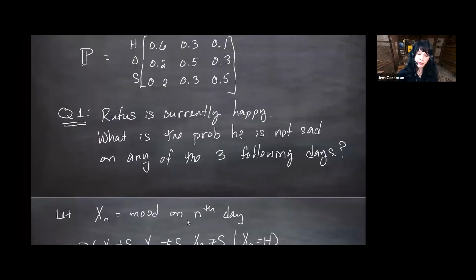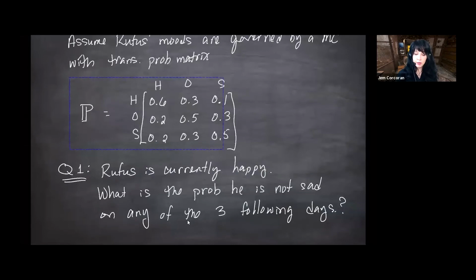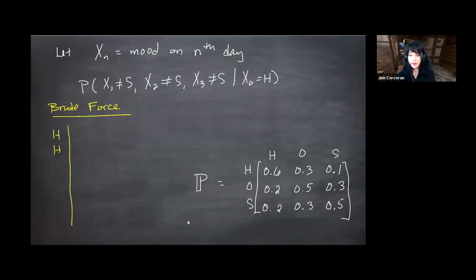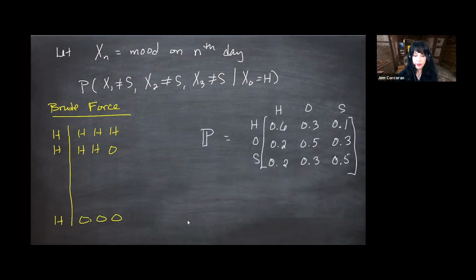The brute force way to do this would be to list out and sum up all of the probabilities. I would arrange the moods like this. This is current, and he's always happy currently. And then I want to look at all the other things he could be, which could be happy, happy, happy, happy, happy, okay, all the way on down to okay, okay, okay. This is not the way you want to go, but if you have to, you have to.